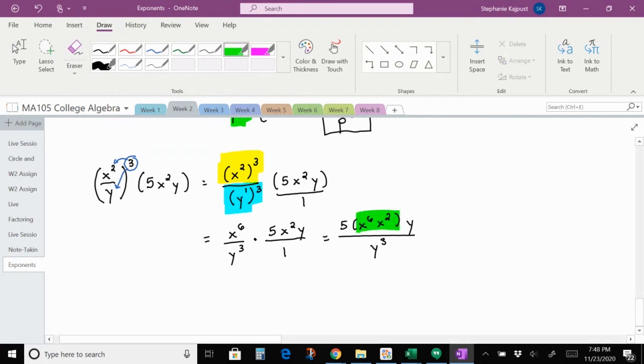So in the numerator, I want to simplify the x to the 6th x squared. And I guess since I'm moving to the right, I'll just keep doing that. So the 6 plus 2, that's 8. So we get x to the 8 y over y cubed.